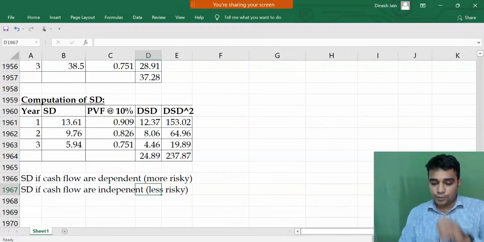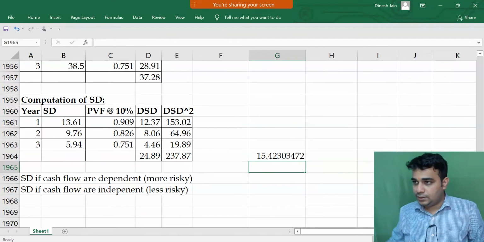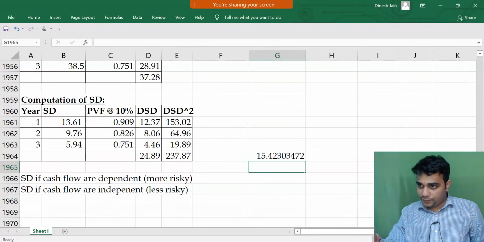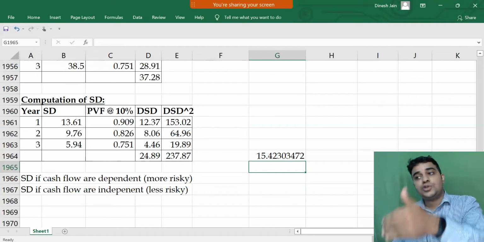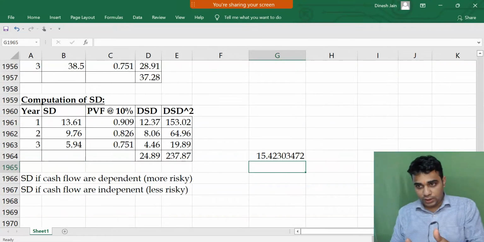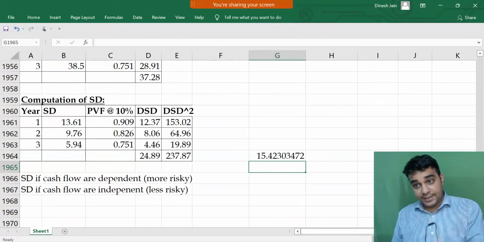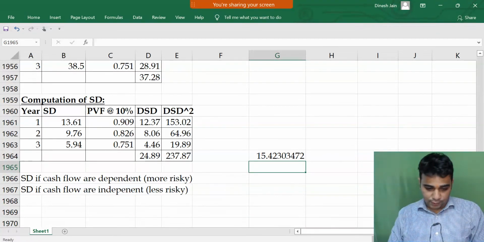Now what you need to do is, one of the answers is a square root, because you took a square. Now you need to take a square root. See, DSD, then we squared it. I put a total of that. There is a total for discounted standard deviation. There is also a total for discounted standard deviation square. For the square, take a square root.